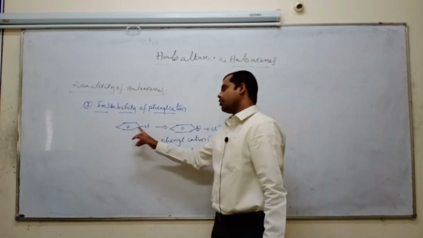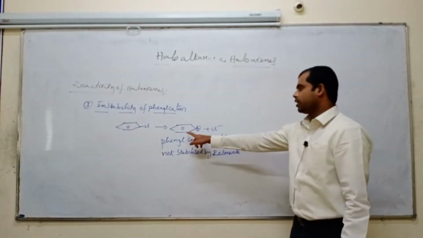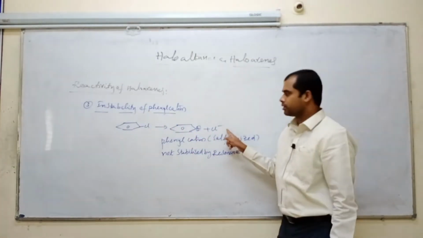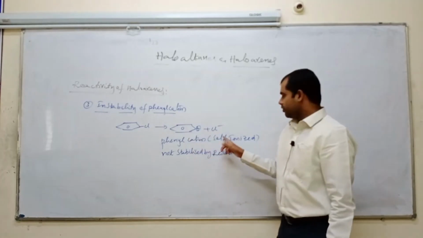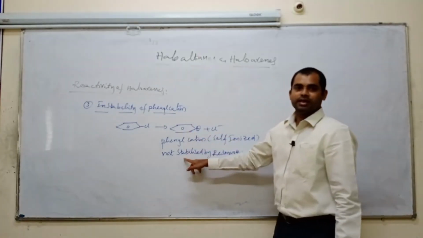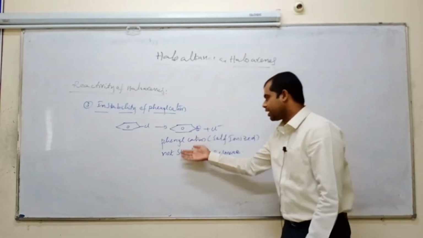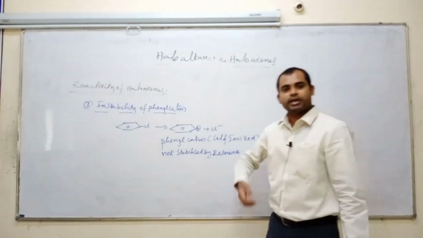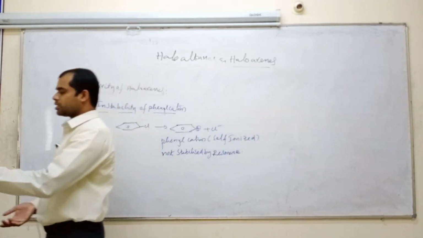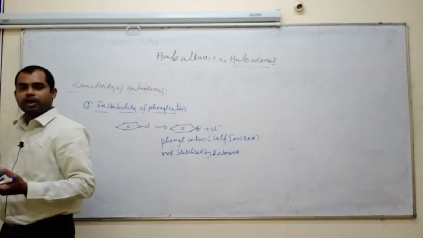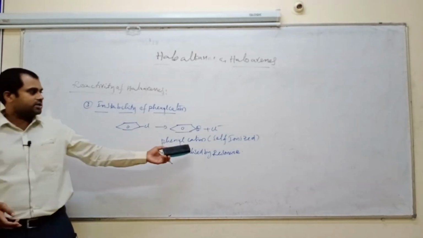If we take any haloarene, bond breaking takes place to form the phenyl cation plus chloride ion. This phenyl cation is not stabilized by resonance. That means this phenyl cation cannot form resonating structures. That is the reason. And one more thing, see why it is unable to form the resonating structures.